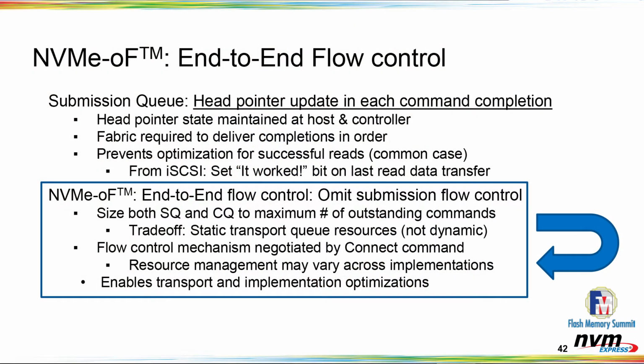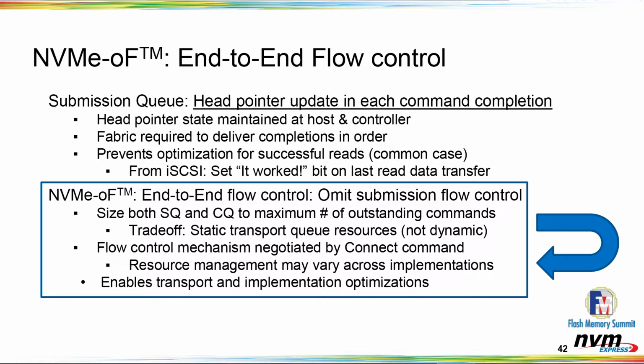And that's exactly what was done in NVMe over Fabrics 1.0. Every command completion returns a head pointer update. This has a number of less than wonderful impacts on the transports. You have to maintain head pointer state at the host and controller in NVMe over Fabrics. The fabric has to be able to deliver completions, or at least those that contain these head pointer updates, in order. And it prevents optimization for successful reads.